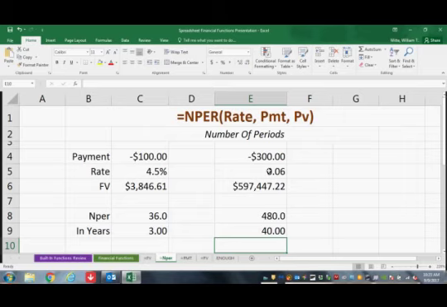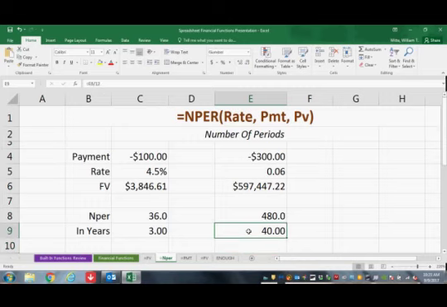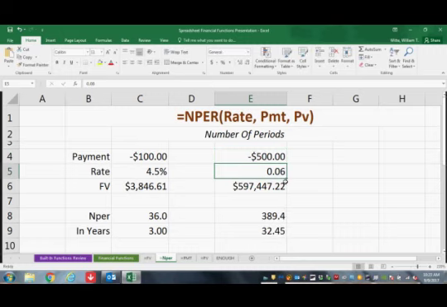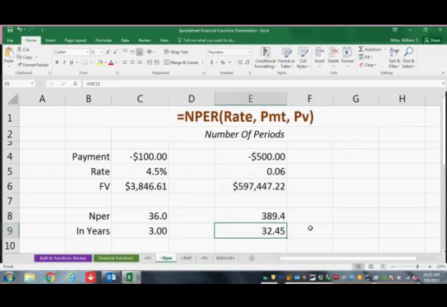And of course, I can adjust this. If I said, well, I can't last 40 years. What if I decided to pay more? What if I said I'll pay, I don't know, $500 somehow every month? Let's see, when I hit enter, oh, I just got retired 8 years earlier. So you see the power of referencing in your financial functions.